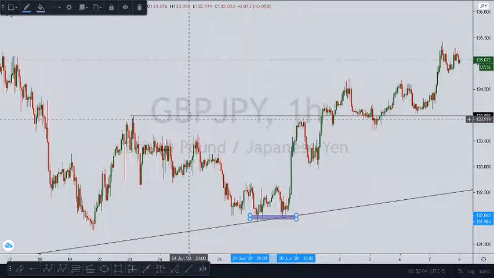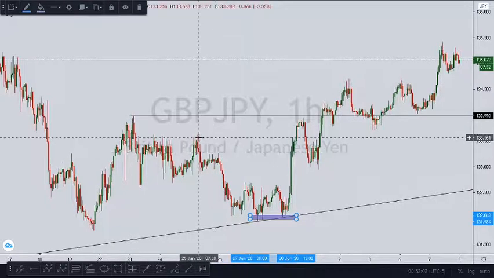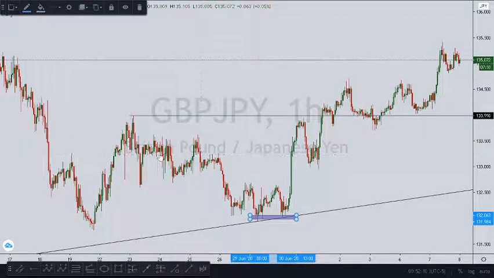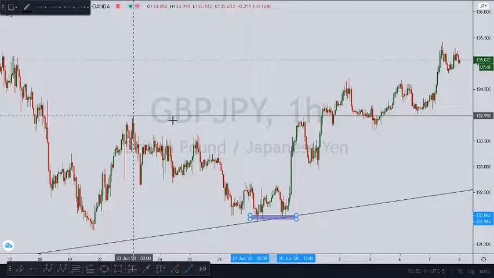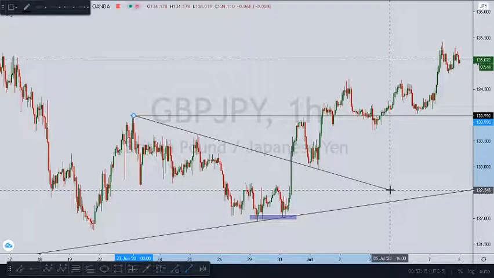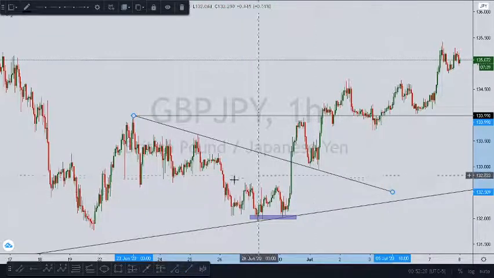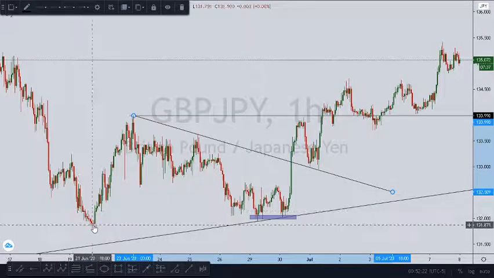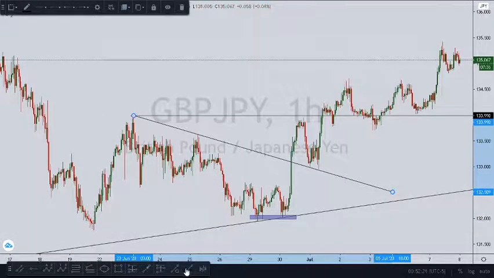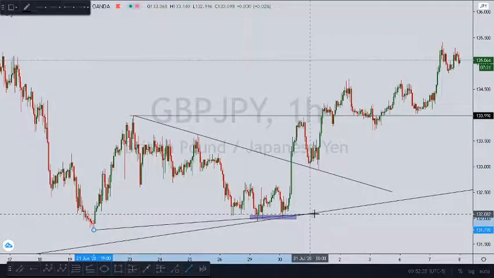But let's see what structure was here. We had a high here, a high here. What do we do when we have 2 points? We connect them. So we're going to connect these. What do you see? We have a support level. Let's connect this as well, because this is part of the structure.